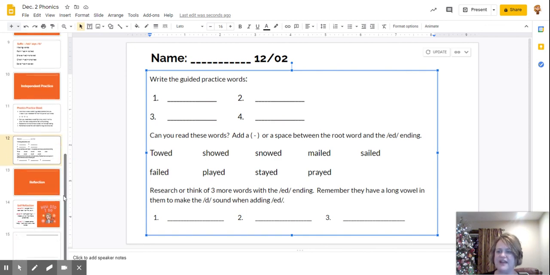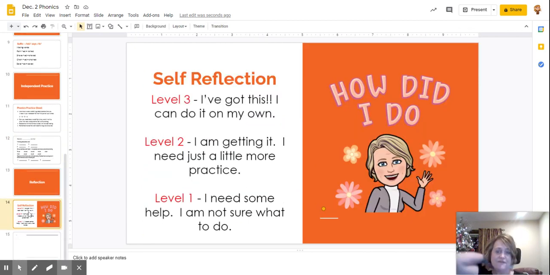All right, big reflection. If you feel like you're a 3, that means that you understand the rules for all 3 of the ED endings. So we're kind of doing not just the D today, but I want us to think whole picture for the whole mini unit. If I saw ED at the end of a word, would I know how to say ed, the T sound, or the D sound? So I've got this. I can do it on my own.